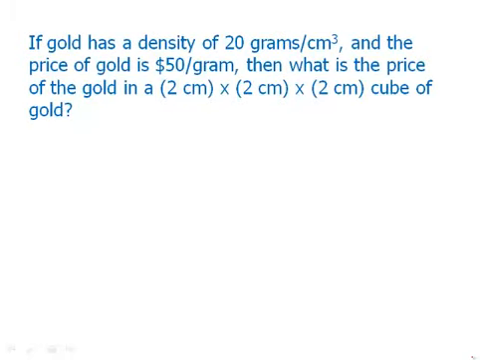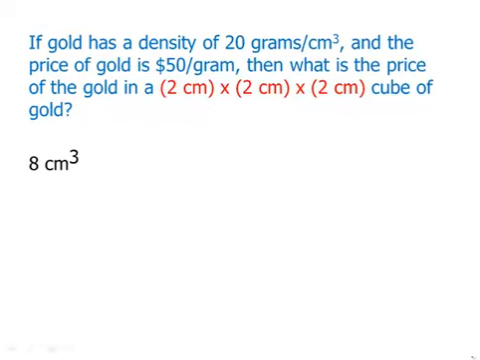Here's another practice problem. Pause the video, and then we'll talk about this. Okay, this is very tricky. We have a couple rates. We have the 20 grams per cubic centimeter, we have the $50 per gram, and then we have this initial starting amount, the starting volume, which is 2 centimeters cubed. So first thing I'm going to do is I'm going to start there. I'm going to multiply those out, and I get 8 cubic centimeters. Well, I want to multiply that by a rate so those cubic centimeters cancel. So I'm going to multiply it by that first rate, 20 grams per cubic centimeter.